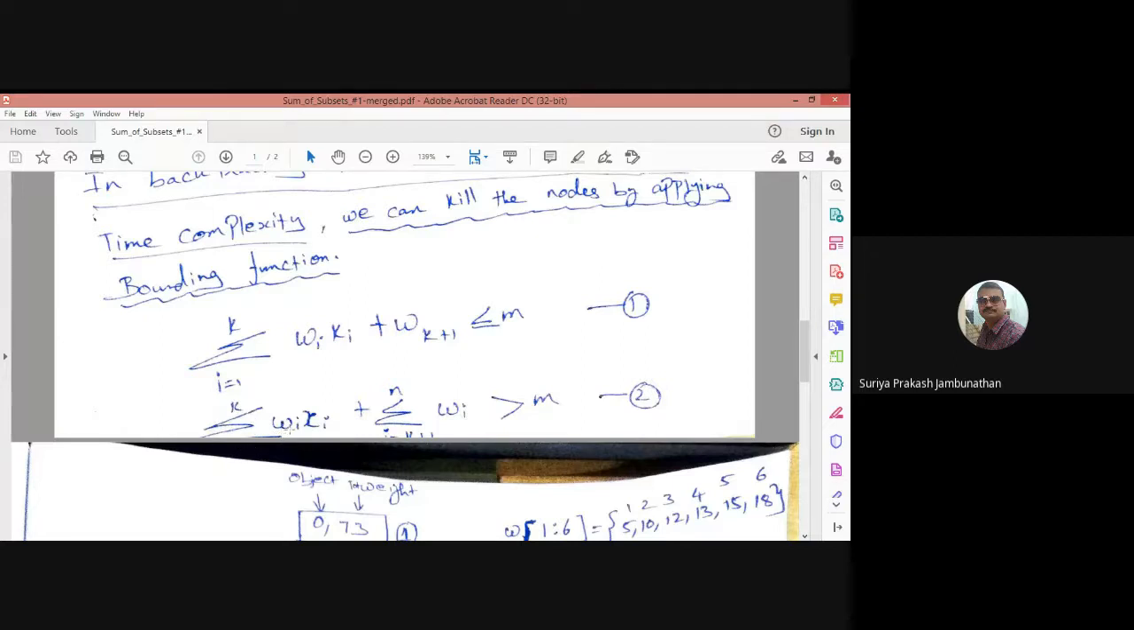Another formula we are having is summation of i is equal to 1 to k of w suffix i x suffix i plus summation of i is equal to k plus 1 to n of w suffix i greater than m. So this formula also we are having. These two conditions have to be satisfied. These are the bounding functions. So in the n-queens problem, what is the bounding function? The queen should not be in an attacking queen's column, or attacking queen's row, or attacking queen's diagonal. That is the bounding function. So here we are having these two bounding functions, that is the formula. With the use of these bounding functions, we are going to proceed with our work.